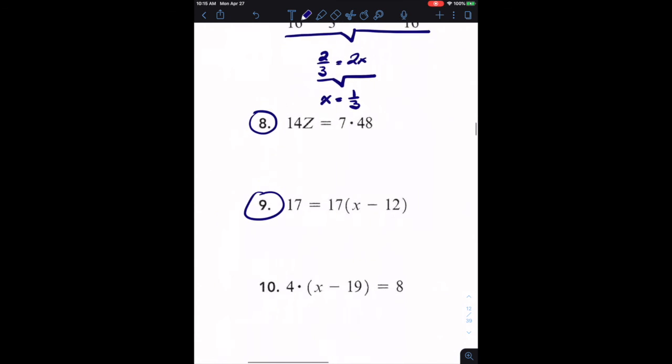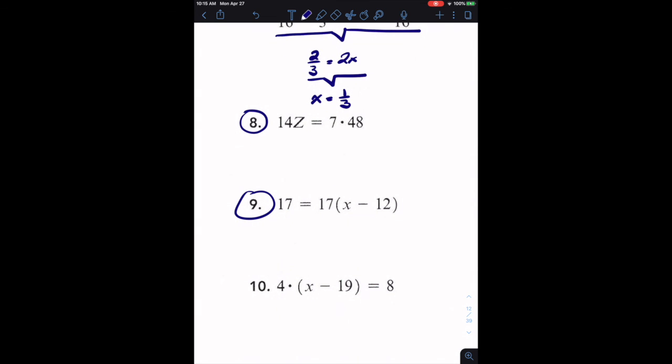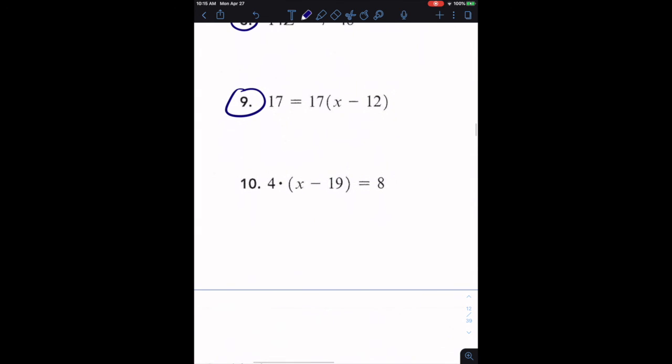I'm going to leave 8 and 9 for you to think about. Number 10, if we have 4 groups of x minus 19 equals 8, well, I wonder if we can make sense of this. 8 is 4 groups of 2, right? So 4 groups of x minus 19 is the same as 4 groups of 2. Then x minus 19, it better be 2. So x is 21.